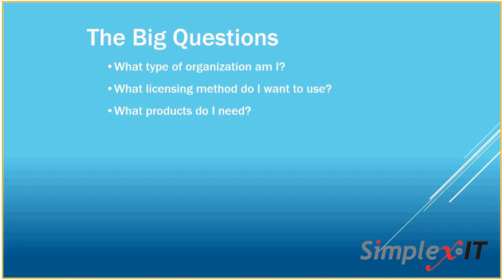So the three questions that we're going to cover today are: number one, what kind of organization are you? Then, what licensing method do you want to use, meaning which way do you want to actually purchase it? What relationship do you want to have with Microsoft and or a third party, that would be us, or the like? And then, what products do I actually need? The interesting thing is the first two questions have nothing to do with the product. They have to do only with the licensing. And that's a very critical point: the products themselves are not dependent upon the first two questions.